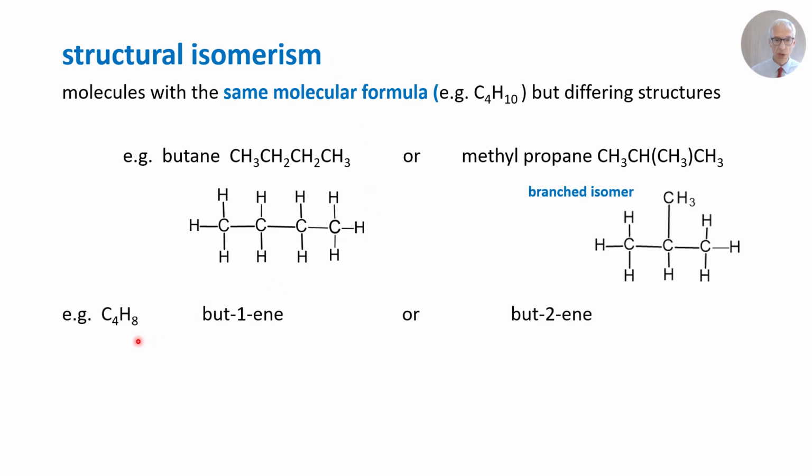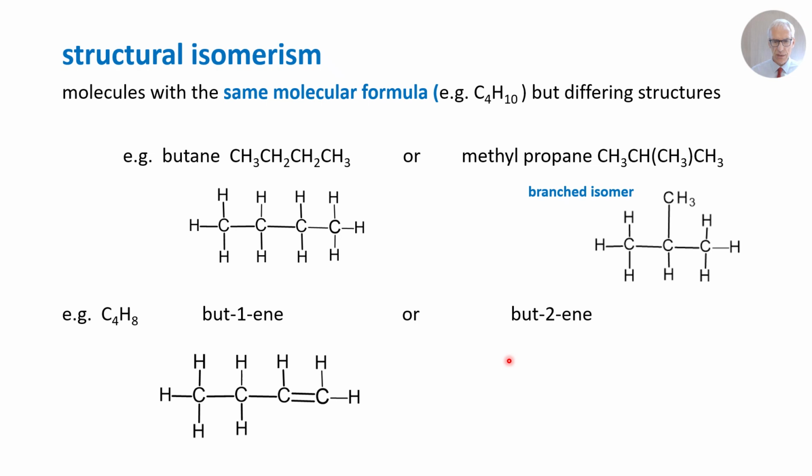A second example would be position. So if we took C4H8, 4 carbons, 8 hydrogens, so that's an alkene, but-1-ene or but-2-ene. If I show you but-1-ene, the double bond that must be present in an alkene is positioned between the first and the second carbon. So we've got a chain of 4, 1, 2, 3, 4. The double bond is positioned between the first and the second. So that's but-1-ene. What would but-2-ene look like?